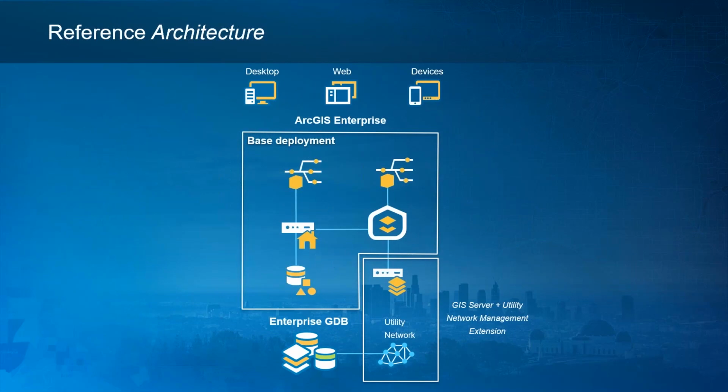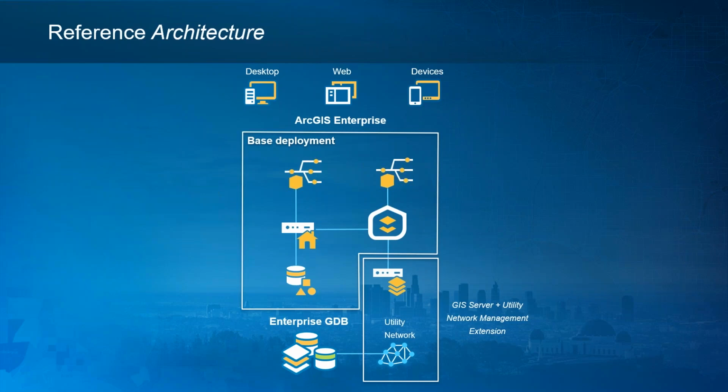Now, I want to quickly cover what the architecture of the utility network looks like. The utility network as it is today requires that you have ArcGIS Enterprise. And really that means a base deployment of ArcGIS Enterprise. For those of you who may not be familiar with what that means, the base deployment consists of your portal, a hosting server that really powers everything, a data store to store some of the data layers, and a couple of web adapters that enable access into the system.